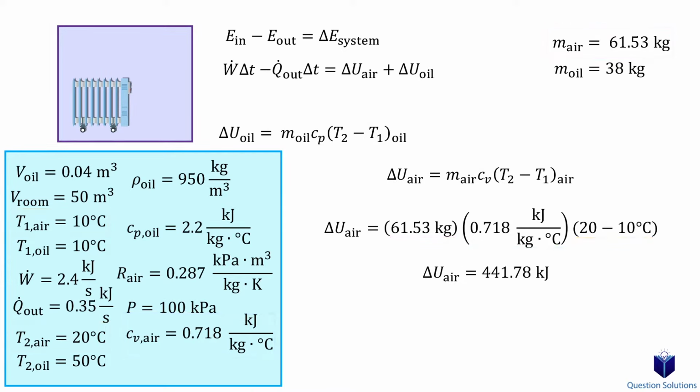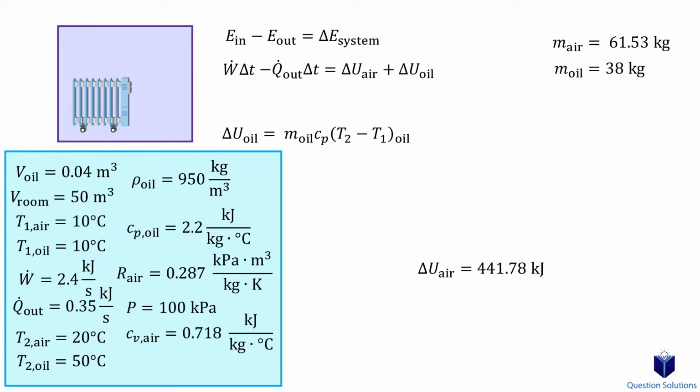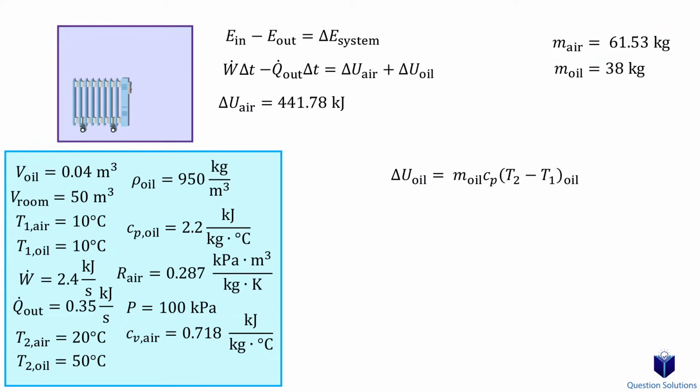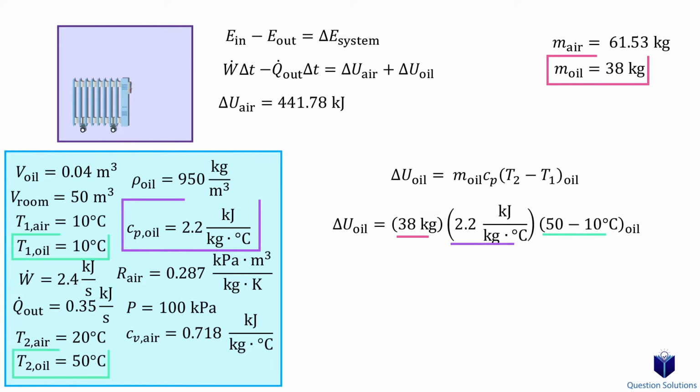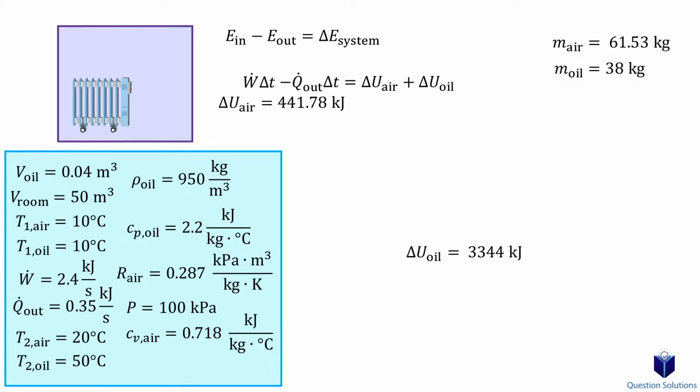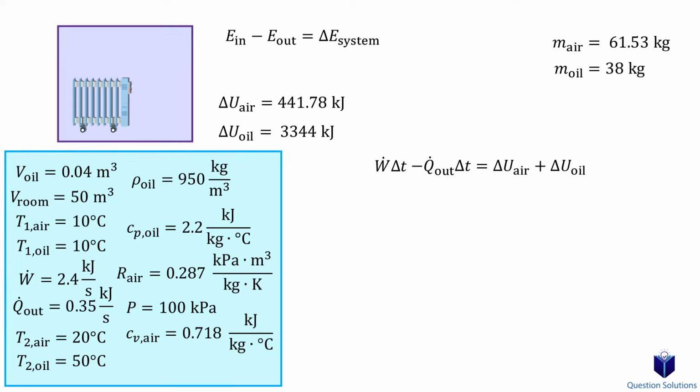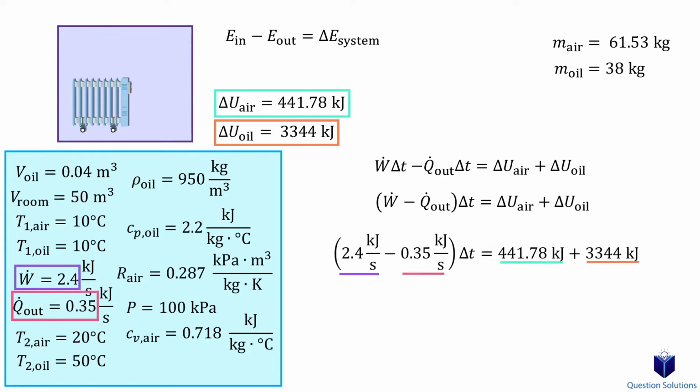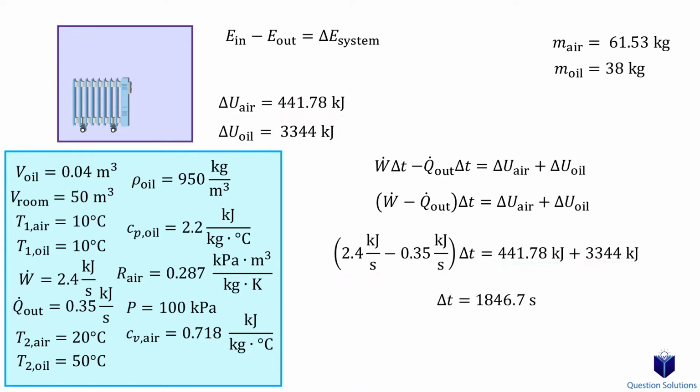Let's plug in our values. Solving gives us the internal energy change of the air. Next, we move on to the oil. So as before, we plug in our values and solve. Now we can go back to our original equation. Since delta T is common to both terms, we can factor it out like this. Now we can plug in our values. Let's solve, and that is the time it took for the temperature of the room to rise from 10 to 50 degrees Celsius.